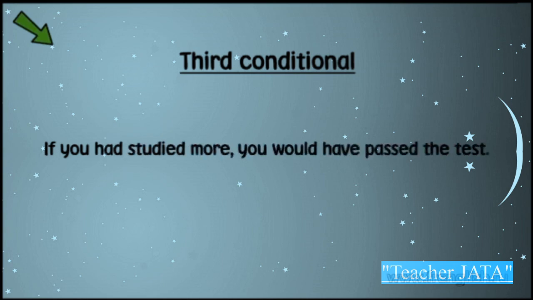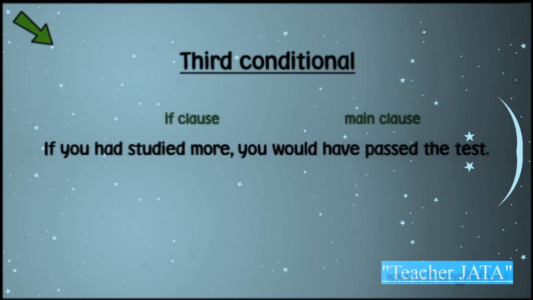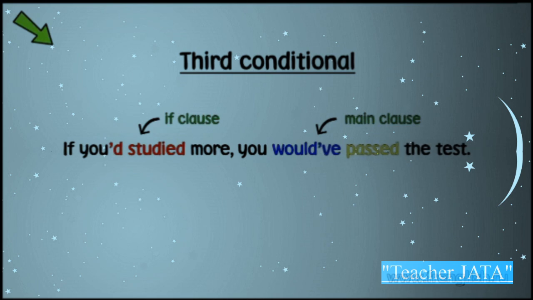We form the third conditional with an if clause and a main clause. The if clause is formed with the past perfect. The main clause is formed by would have and a past participle. In spoken English, we often use short forms. We can put the if clause at the beginning or at the end of the sentence.